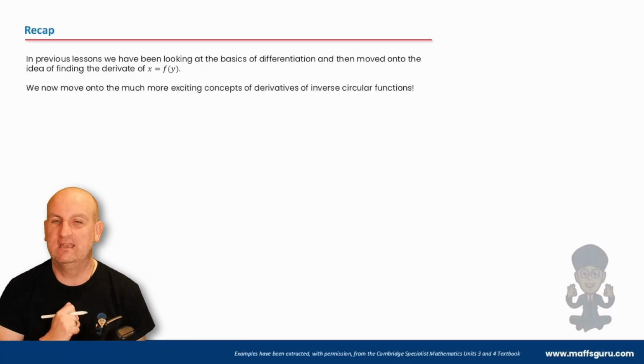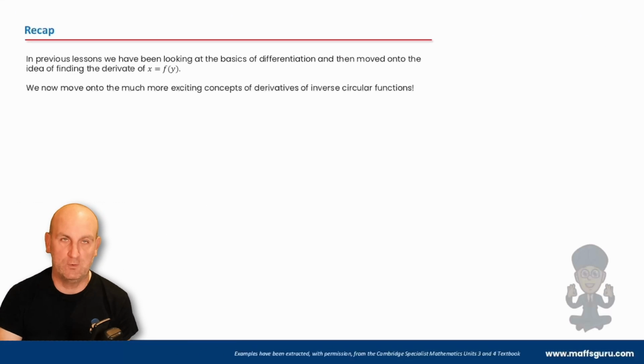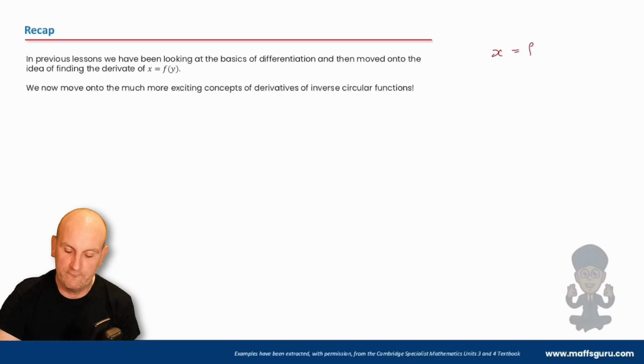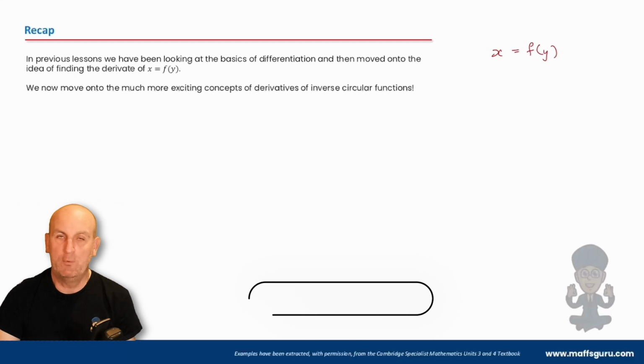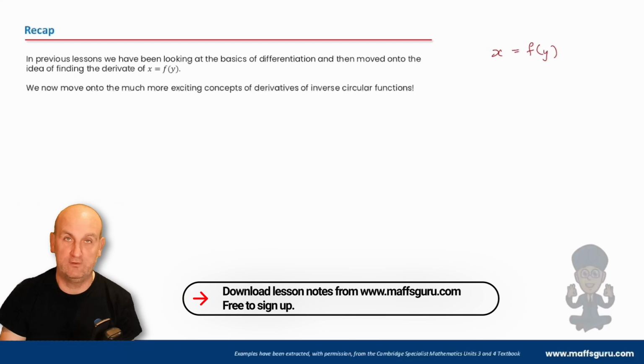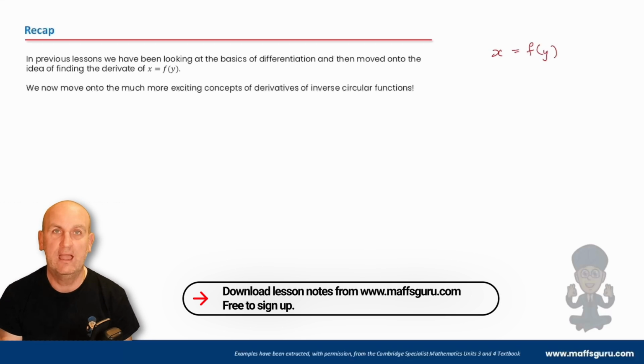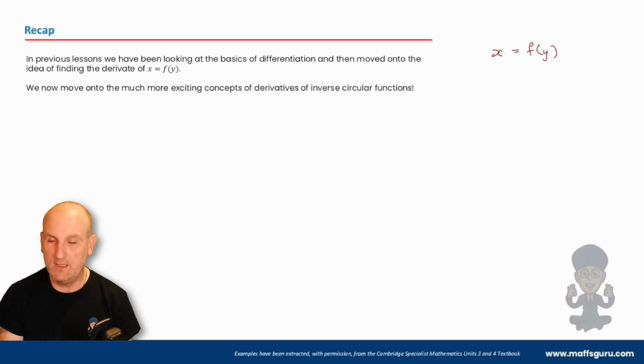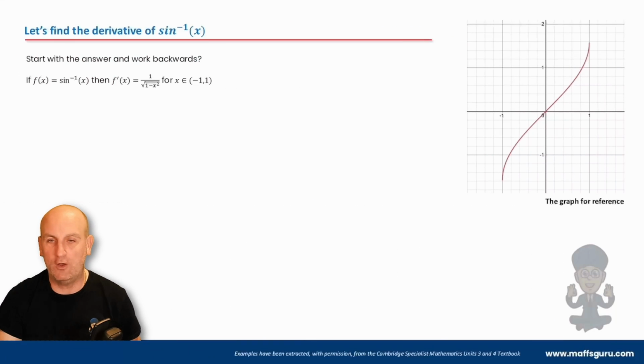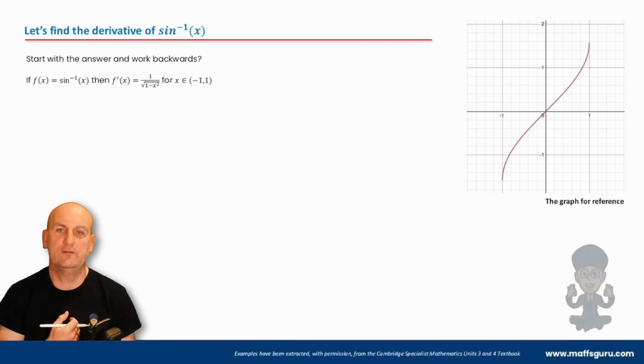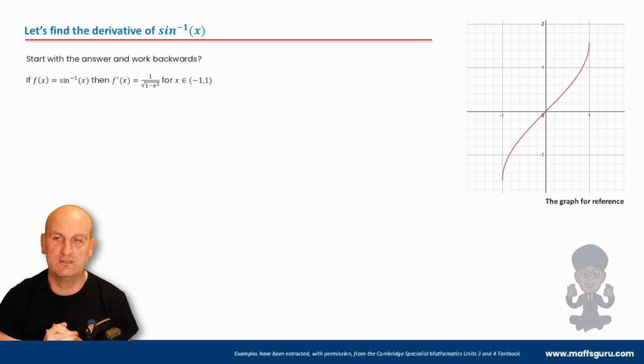Let's get started. Now, in the previous video, if you haven't already watched it, we looked at the idea of what would happen if we had functions in the form of x as some sort of function of y. And more importantly, if we had it that way, what could we do to differentiate it? Now, there were some pretty contrived examples in that video, and I said to you it would have a greater purpose. And actually, as it turns out, today is that greater purpose, because let's look at how we could find the derivative of sine to the minus 1 of x.